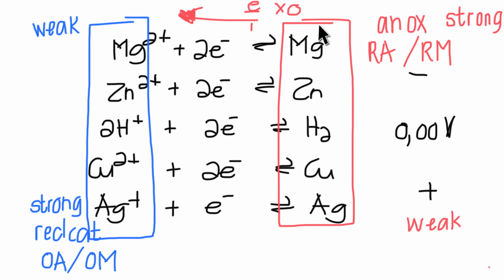So strong means I can and I want to and I want to stay. Weak means I can, I don't want to, I really don't want to stay. The same way around for the oxidizing agents. A strong oxidizing agent says I can and I want to, while a weak oxidizing agent says I can but I really don't want to.